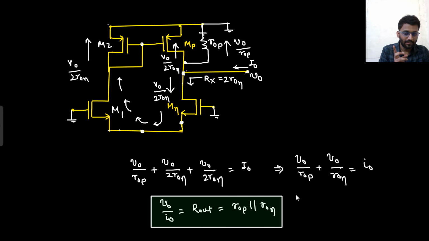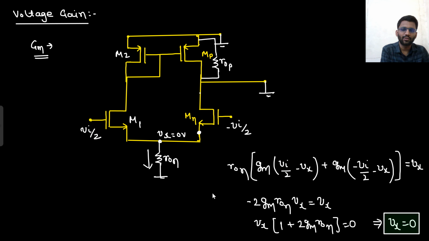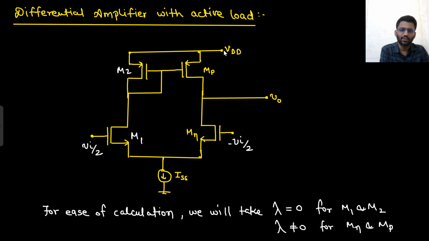So just to remember, you can think like that. Okay, from here to ground I see RON, from here to ground I see ROP. So ROP parallel with RON. So usually people remember the output resistance of this particular circuit. Usually people remember it. So there is a current mirror load.